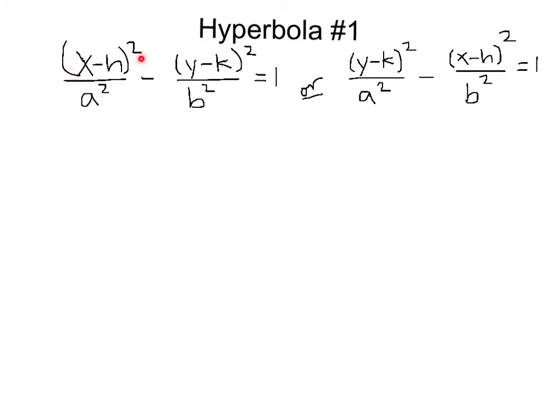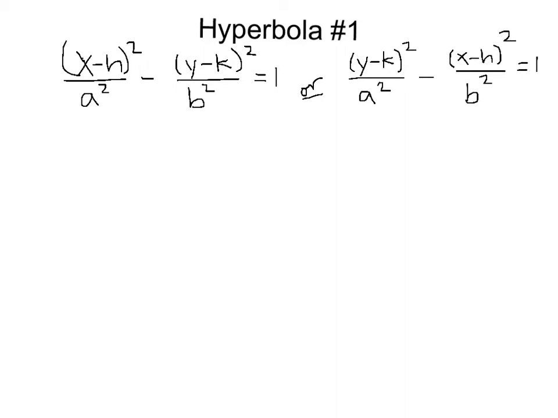Here we have where the x comes first, so we have (x minus h) squared over a squared minus. This is the big difference between a hyperbola and an ellipse. The ellipse has a plus in between, the hyperbola has a minus in between. So here is minus (y minus k) squared over b squared. This is going to be a horizontal hyperbola.